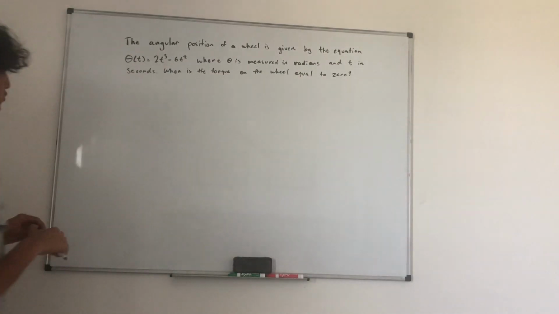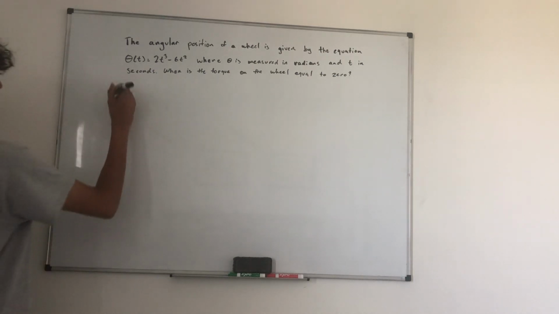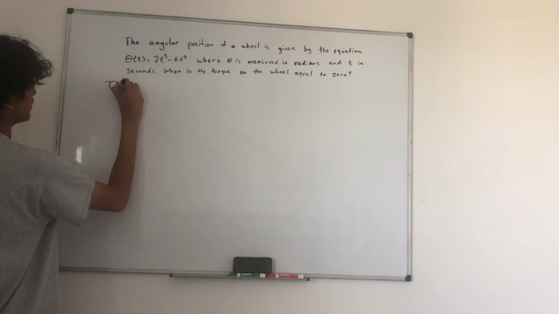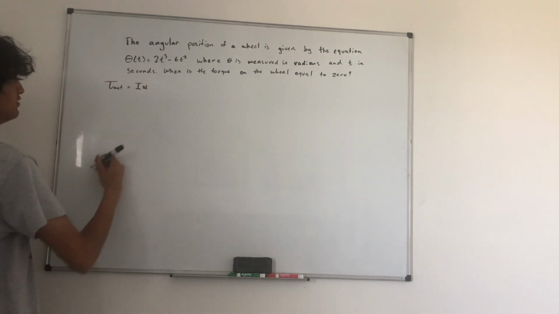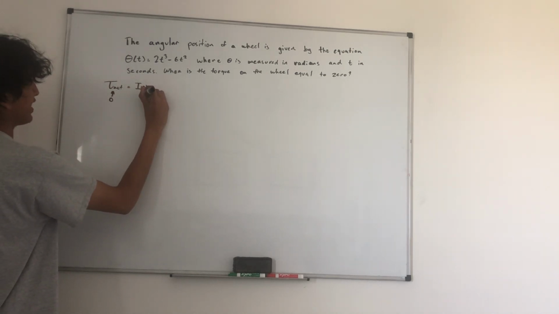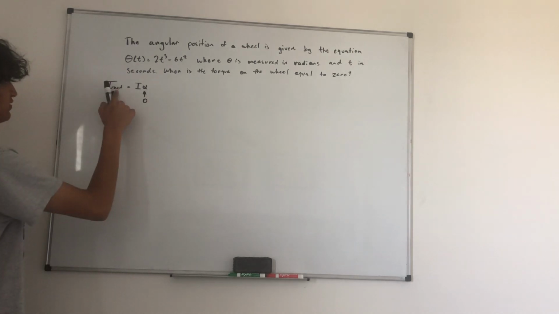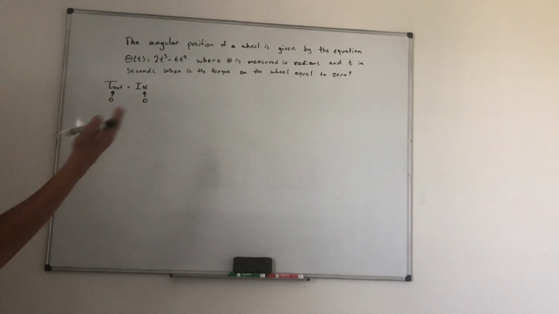This is just a problem where we have to figure out when the angular acceleration is equal to 0. Because I know from Newton's second law of rotation, torque net is equal to I alpha. So if torque net is equal to 0, that's when alpha is equal to 0, because 0 divided by I will just be 0. So how do we figure out alpha?